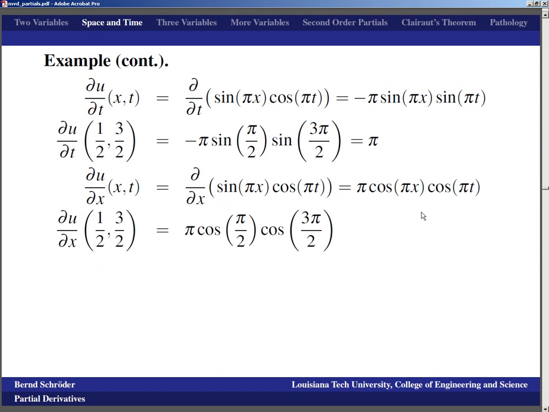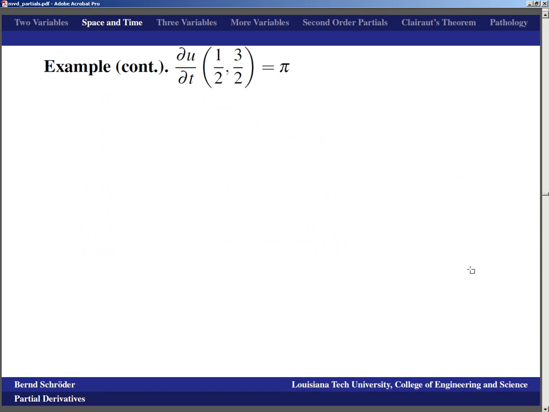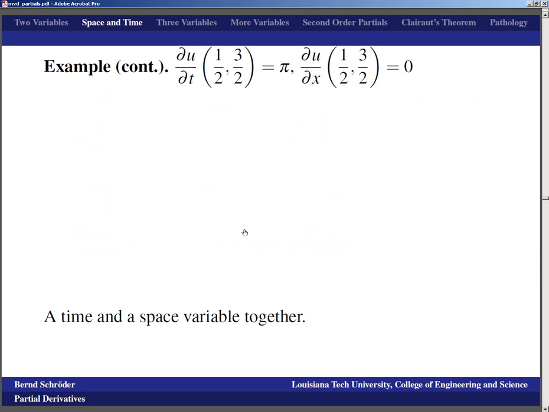And that means we just plug in x equals 1/2, t equals 3/2. We get pi times cosine pi halves, cosine 3 pi halves. We actually could stop right there, because cosine pi halves is 0, and so 0 times anything is 0. So the derivative in the x direction is 0. Let's take a look at what that looks like. Remember, the time derivative at this point was pi. The space derivative was 0.